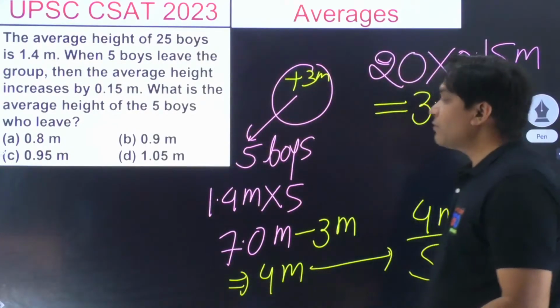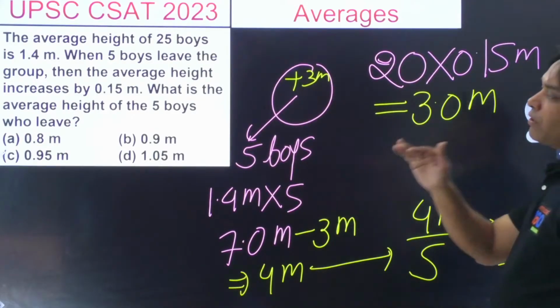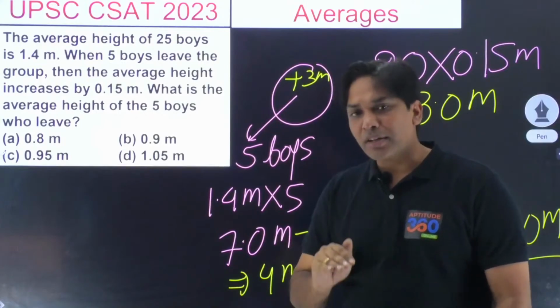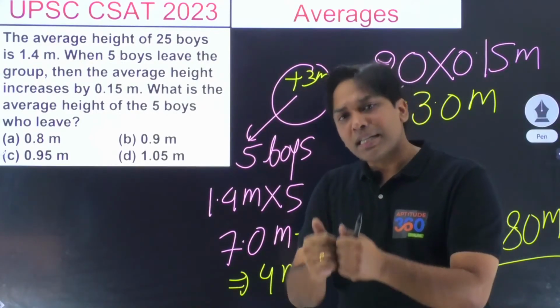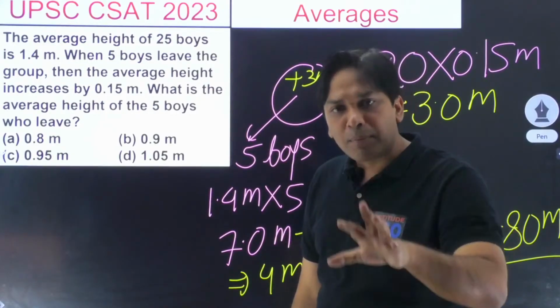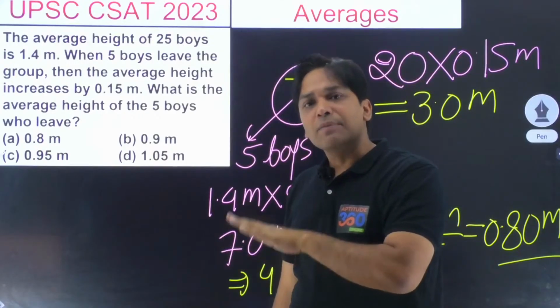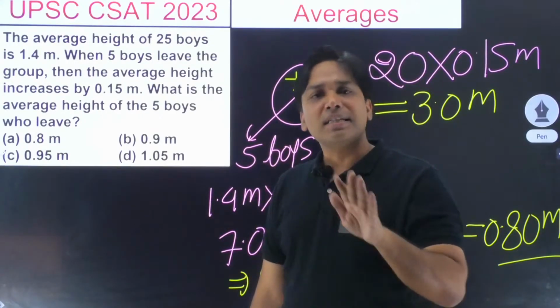So what is it that we have tried to do out here? We said, okay, what is it that we will do? We will not write anything. But we have this clarity that if the person who is leaving takes away exactly the average, then those who are left behind, their average will remain intact.